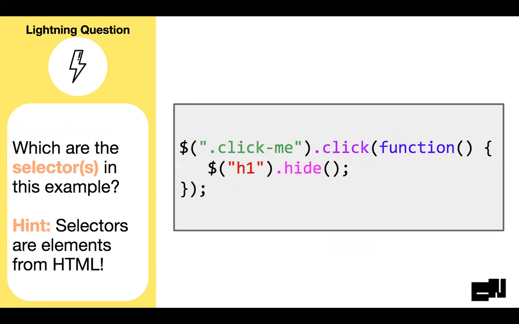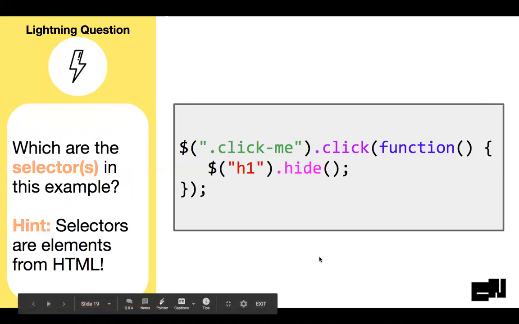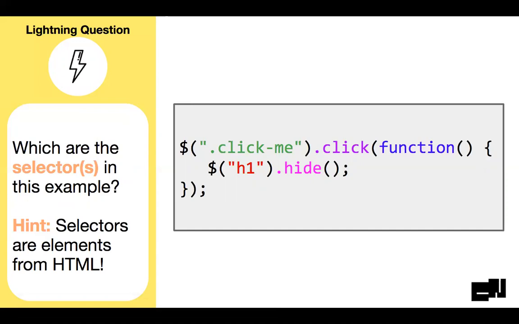So those were a lot of new terms, and I want to make sure that we really understood them, because they're so essential to what we're going to be doing with jQuery. So let's do some quick lightning questions. If you want to pause after I ask a question so you can think about it, that's a perfectly great idea. So which are the selectors in this example? And just as a hint, selectors are elements from HTML. So which are these selectors in this example?